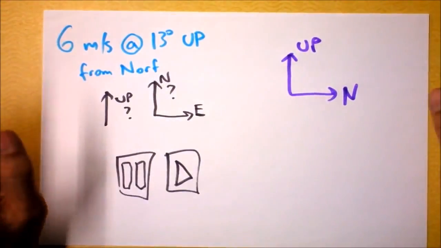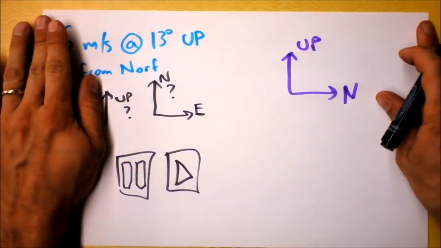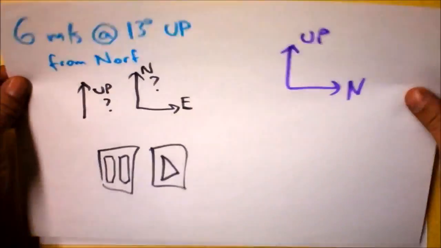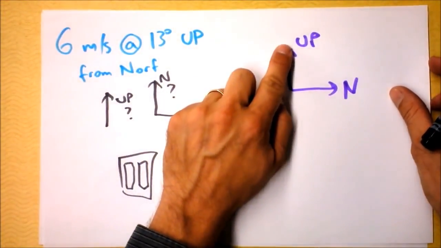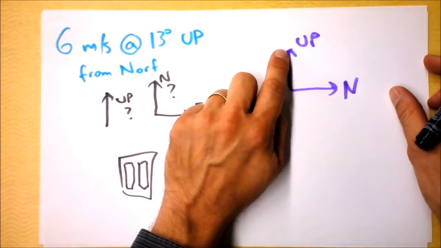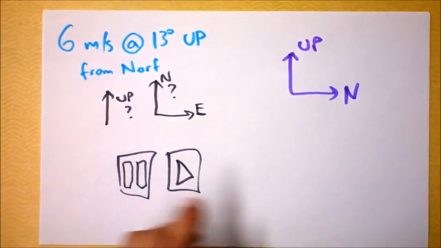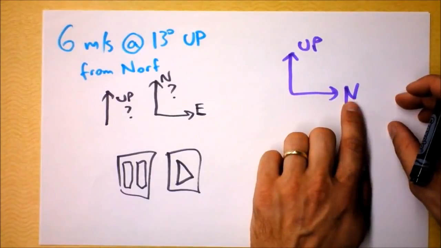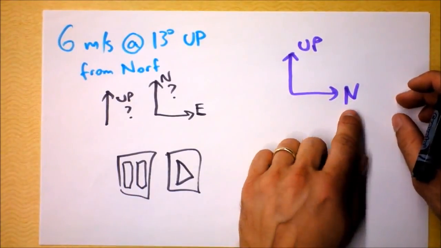So here's the situation. I'm going to draw up as actually up on my paper, and I'm going to draw north like this. If you take your phone or computer screen and lift it up now, you can actually get it so that this up arrow is pointing straight up in your real world. And this one is pointing north in your real world.